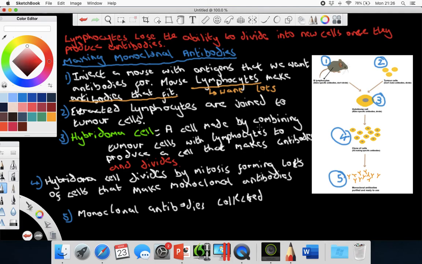We join them together to form what's known as a hybridoma cell. A hybridoma cell is a cell made by combining tumour cells with lymphocytes to produce a cell that makes antibodies and divides. So we've now got a cell that not only produces the antibodies we want, but it also divides, which is exactly what it does. It divides into lots of clones of the original cell, which can all produce antibodies. Each of these starts making antibodies, therefore we have lots of them, which we can go on to use.